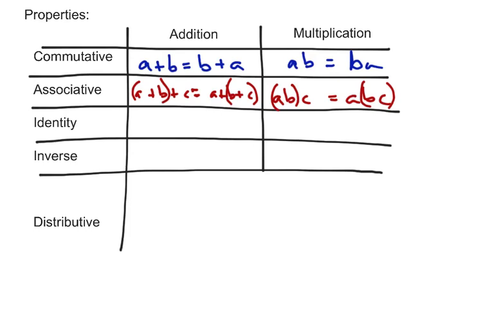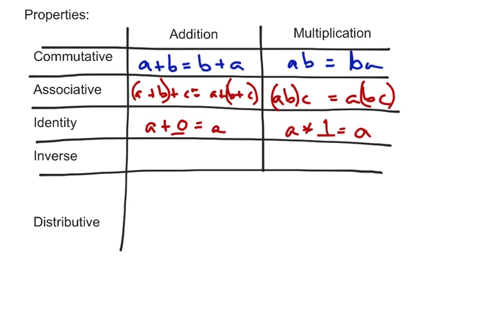So far, all properties have been the same for addition and multiplication, but identity is where they start to change. The identity is keeping things the same. For addition, if I want to add something to a number and keep it the same, what would I have to add? Well, it's obviously going to be 0. For multiplication, though, it's not the same. If I want to multiply by something to keep it the same, I'm going to have to multiply by 1.